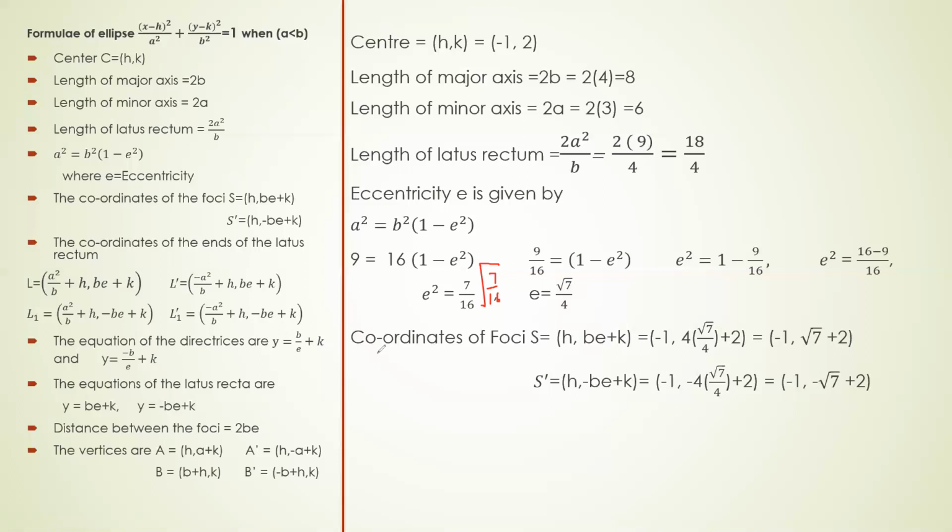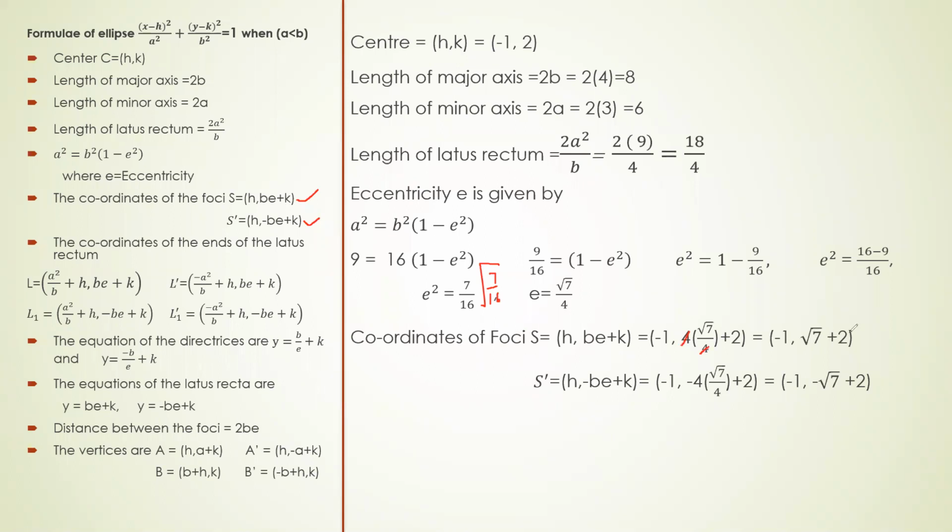Next, they have asked you to find the coordinates of the foci. So the coordinates of the foci are h comma b e plus k, and then h comma minus b e plus k. We'll substitute the values. h is minus 1, comma, the b value is 4, the e value we have just calculated is root 7 divided by 4, and the k value is 2. Now here there is multiplication, so we can cancel 4 and 4. Left out is minus 1, comma, root 7 plus 2.